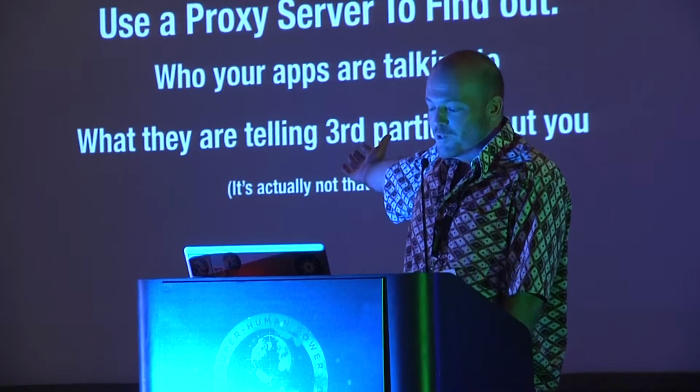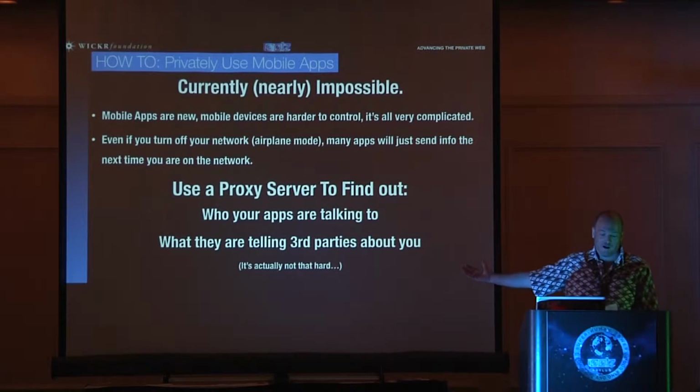How do you privately use mobile apps? It's currently nearly impossible to use them privately. You can use them encrypted, but it's almost impossible to figure out what's going on. And to protect yourself, the only way to know is to verify first. So before you give banking details, open up your banking app. Before you give medical details, open up the medical app.